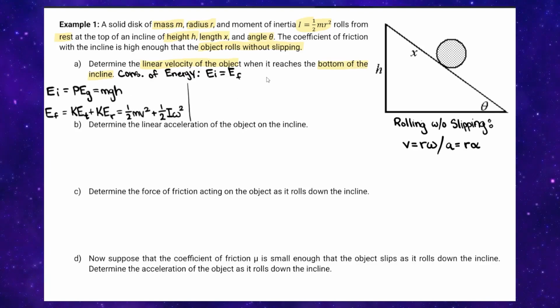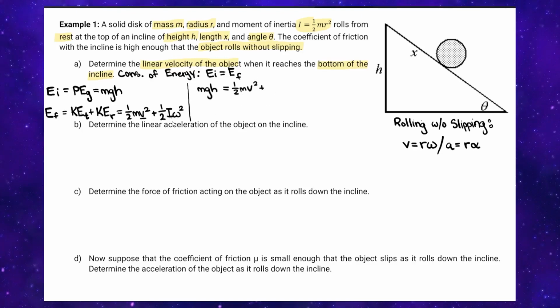Putting these together then to try and solve for the linear velocity, noting that this is our goal here, this little v, we're going to start with our initial potential energy, so mgh, and that's going to equal 1/2 times the mass of the object times the final velocity squared. We can just leave it in that form. It doesn't seem too troublesome.